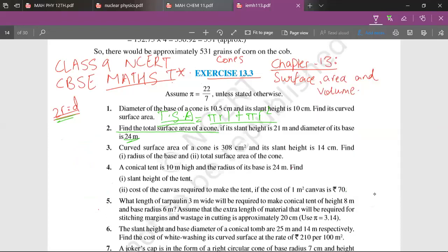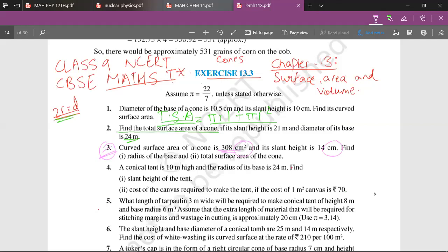And we'll solve a third sum. The curved surface area of a cone is 308 centimeters square. Now first, sit back and look at all the units in this question, because if you don't look at all the units in this question, you'll end up putting the wrong unit and you'll get a zero. Okay. The curved surface area of a cone is 308 centimeters square. Centimeter square, centimeter.